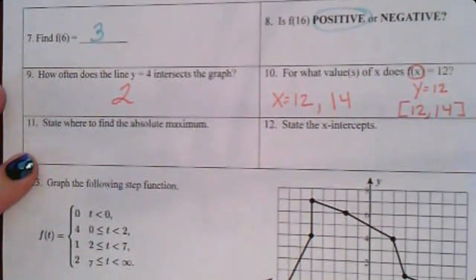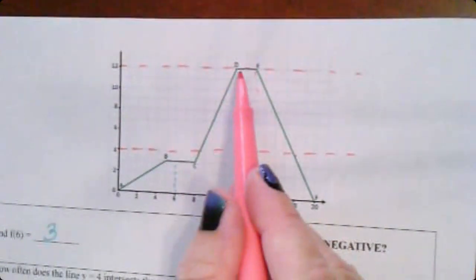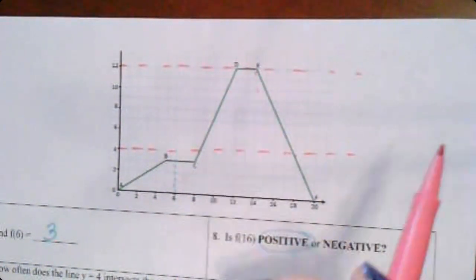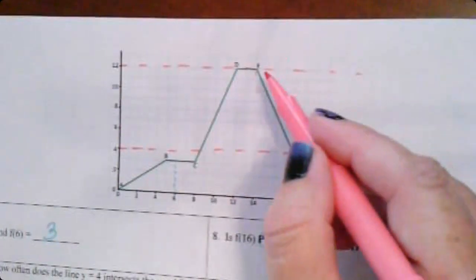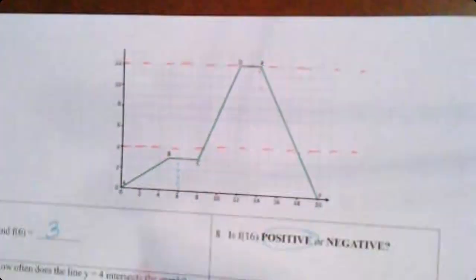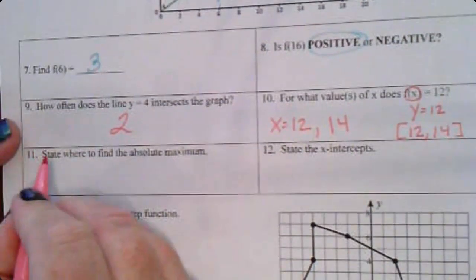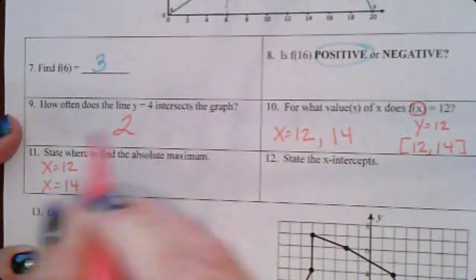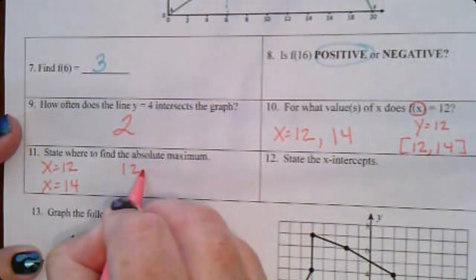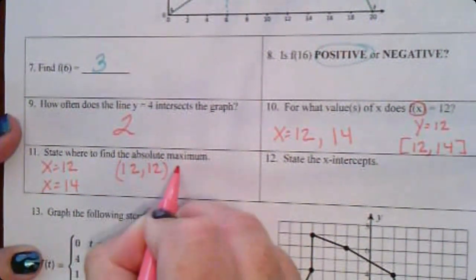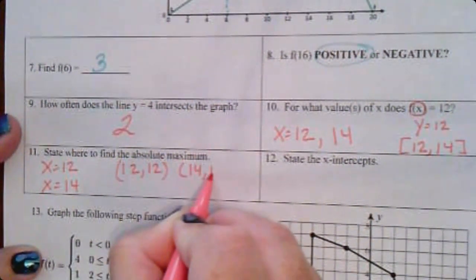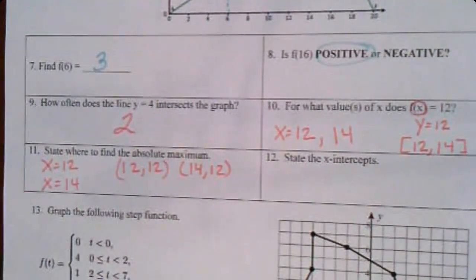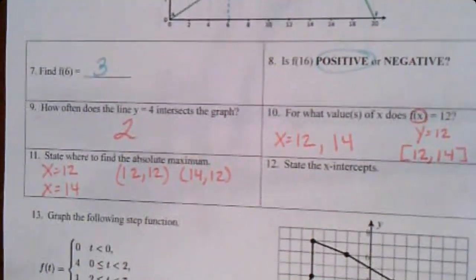Do we have an absolute maximum? And the answer is yes, we do. We have it here at D and here at, I think that's an E. So you do one of two ways. X equals 12 and X equals 14. Or you can do, when in doubt, the ordered pairs (12, 12) and (14, 12). Okay, so I'd rather you do one or the other. When in doubt, go with both.